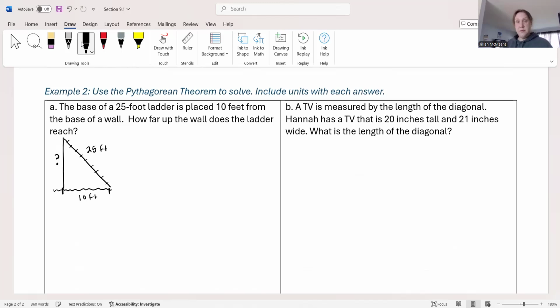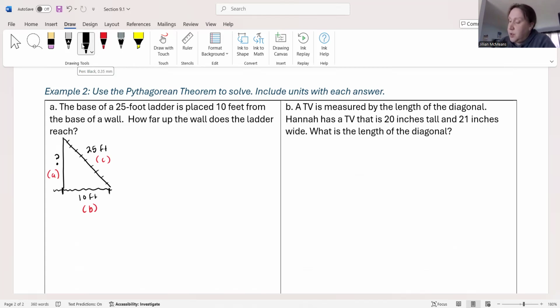Remember, the legs of the triangle are always A and B, and the hypotenuse is C. So we could say that this right here is C. We could say this is B, and the side that we don't know, let's just say it's generically A. When it comes to the legs of the triangle A and B, it does not matter which one you call A and which one you call B. Just make sure the legs are A and B and the hypotenuse is C.